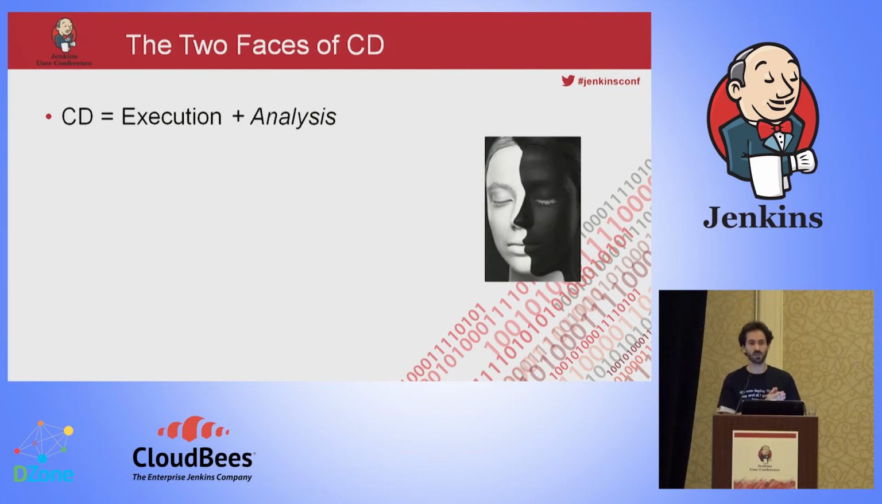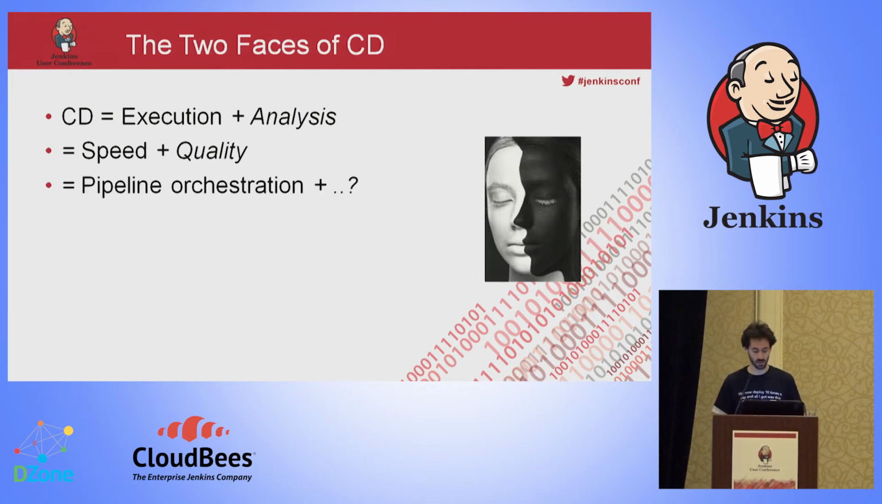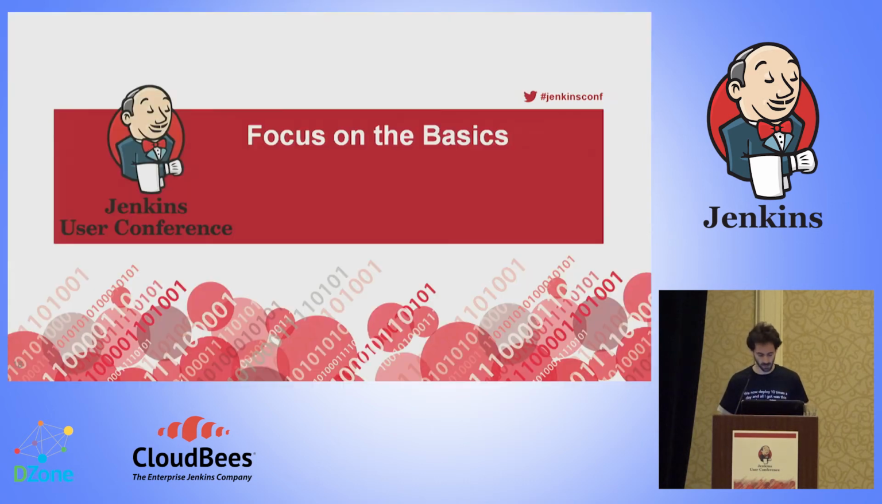Because CD is not just execution, CD is execution and analysis, which is tantamount to saying CD is speed plus quality. And that's when we start to get to a question I'm going to address at the end if we have time. The execution part is well covered by pipeline orchestration, whether it's Jenkins workflow or whatever other tool you want to use. But the other part is not so easy. We're going to see what we can do in Jenkins to at least provide the right data, but I'm not sure whether it's at the moment the right tool to do excellent analysis. Anyway.